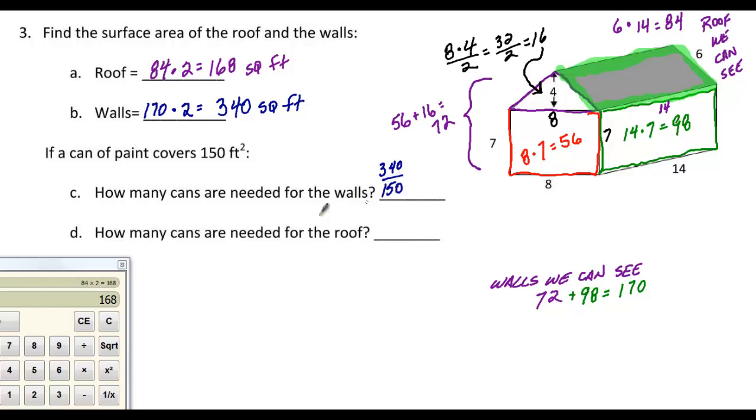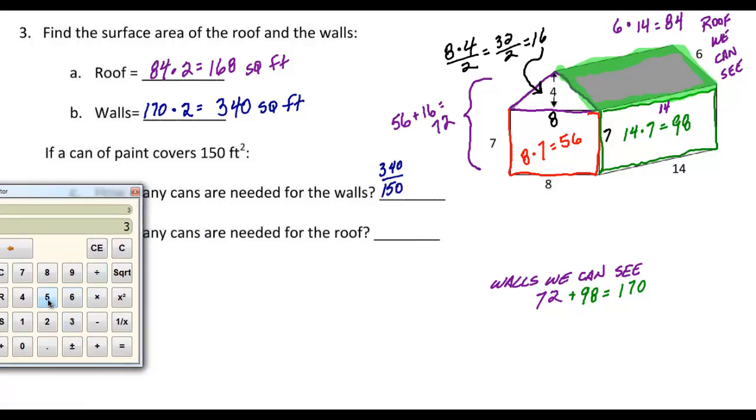Each can covers 150. So 340 divided by 150 is 2.27, because that 2/6 repeats, so that would make it a 7. I know I can't buy a partial can of paint, so since it's more than 2, I have to go in and buy 3 cans of paint. I can't walk up to the counter and say, I want to buy 2.27 cans of paint. Doesn't work that way, so I have to buy 3 cans.